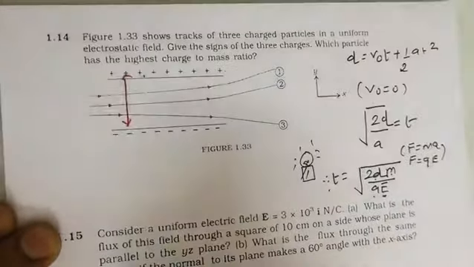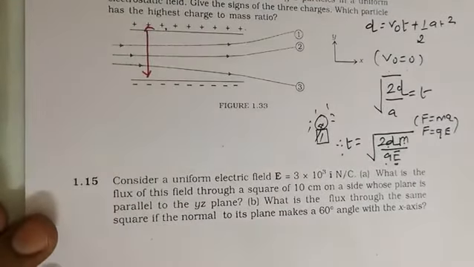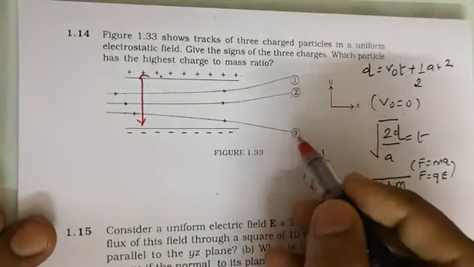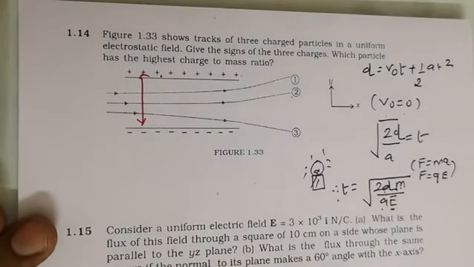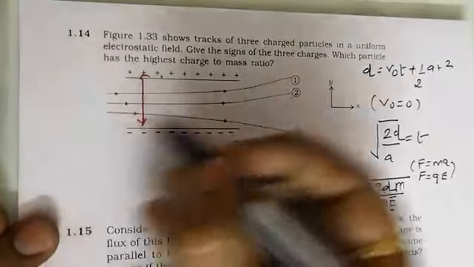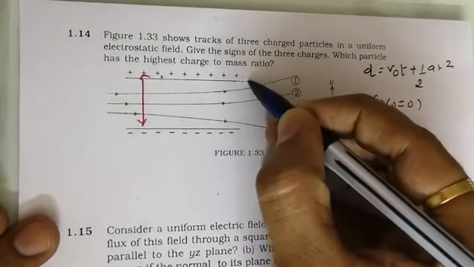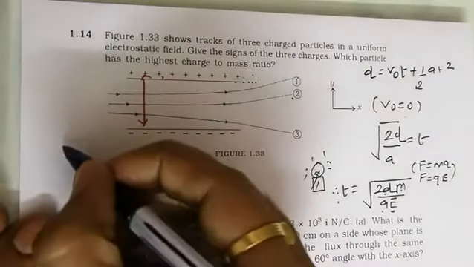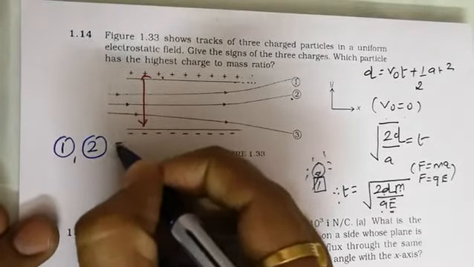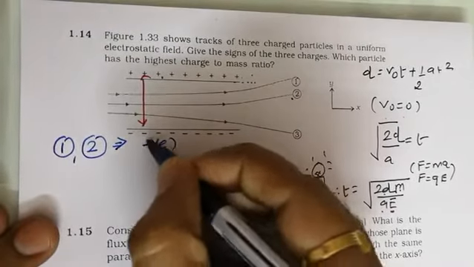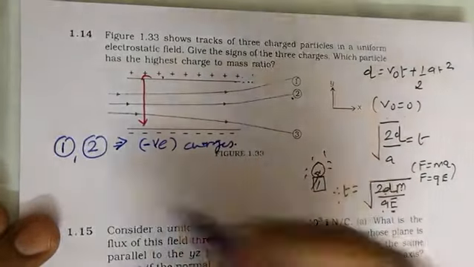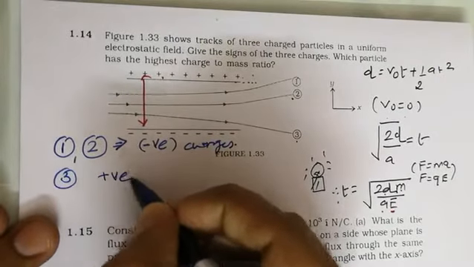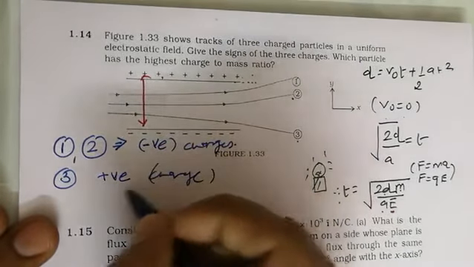But in this example, the cases might be different, because they haven't asked us such a thing. They have only asked us to see what the polarity of the three charges is: plus charge, minus charge, and the third one. Here we can obviously see that the first is attracted towards the positive. The second one also has a trajectory towards the positive charge. So we can say that 1 and 2 are attracted toward the positive charge, so they are negative charges. The third one has a trajectory towards the negative part, so we can say it is a positive charge. That is quite simple.